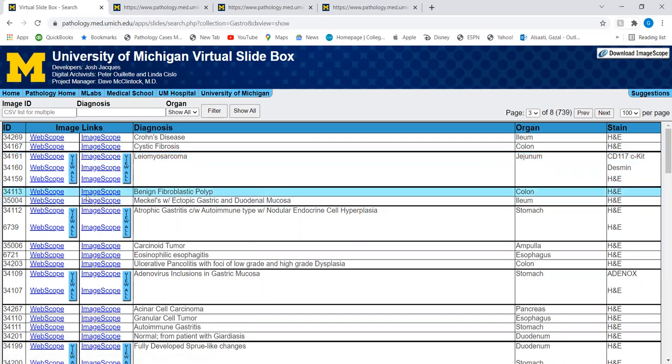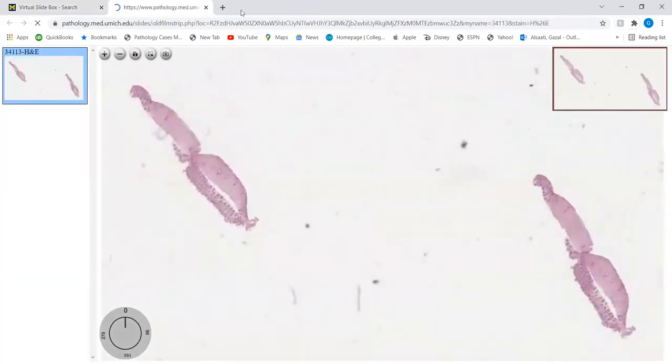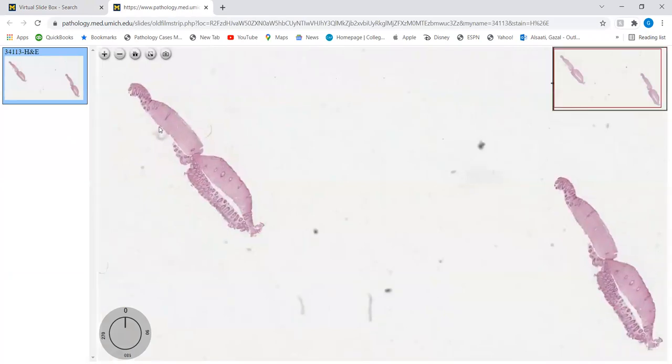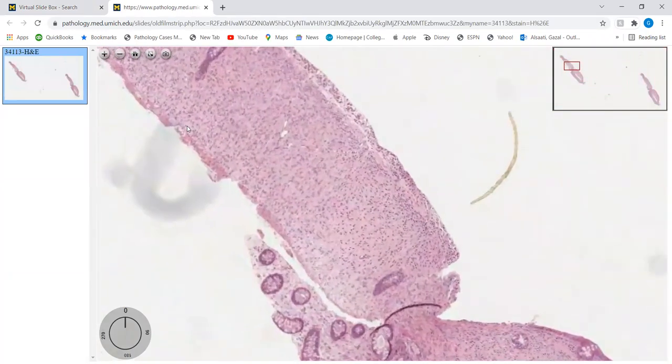Okay, benign fibroblastic polyp. Let me close these first. 1, 2, 3. Just want to let you know, ladies, I need another 15 minutes, or 20 minutes, basically. So we're going to go faster here.